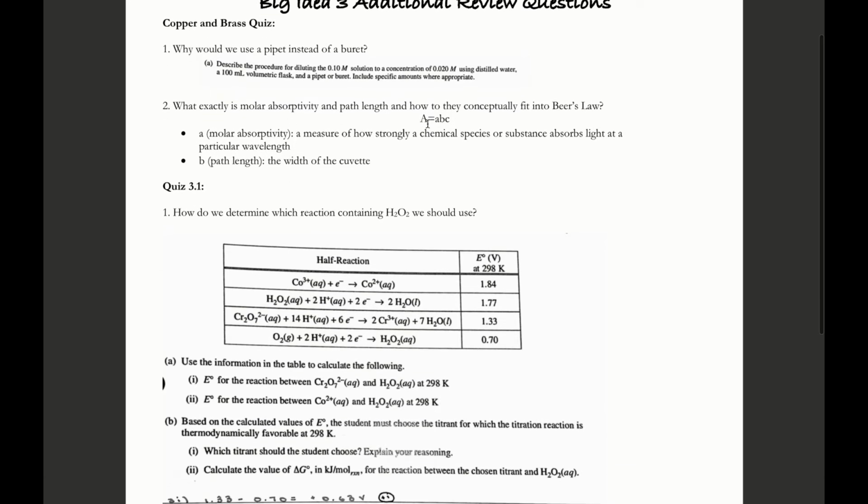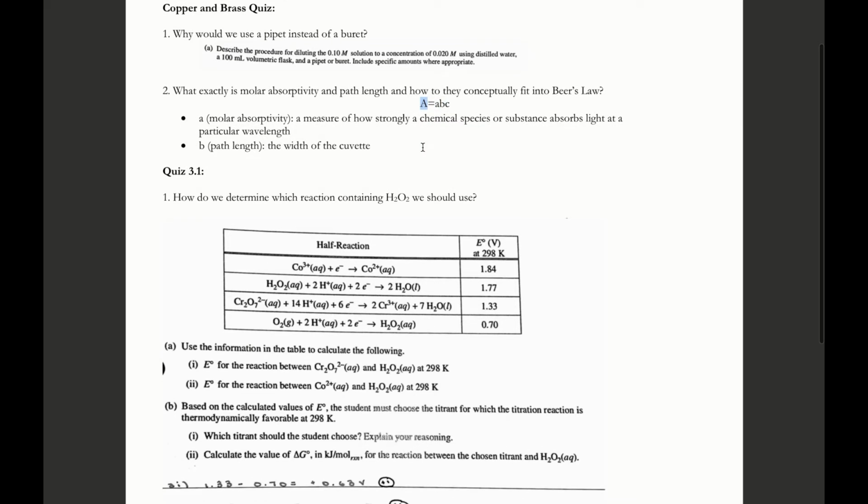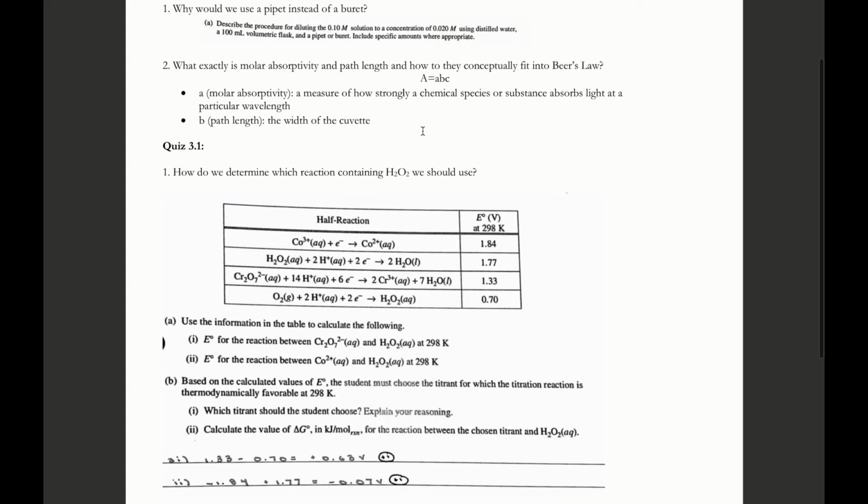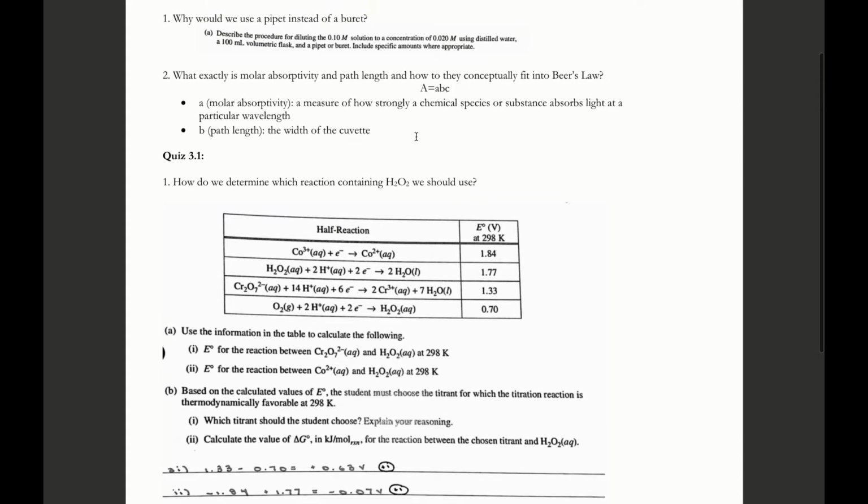There's a question about your Beer's law equation in general. Remember, A is your absorbance, but then there's a question about what your molar absorptivity really is, and what your b, your path length, is. And remember, c is your concentration of your solution. Molar absorptivity is a measure of how strongly a chemical species will absorb light at whatever wavelength you set it to. That's a constant. It depends on the chemical that you're actually testing.